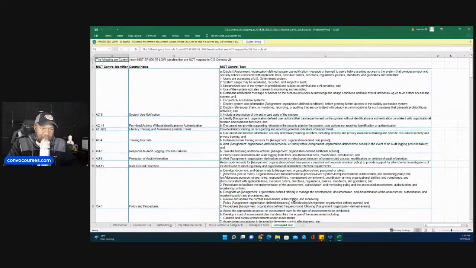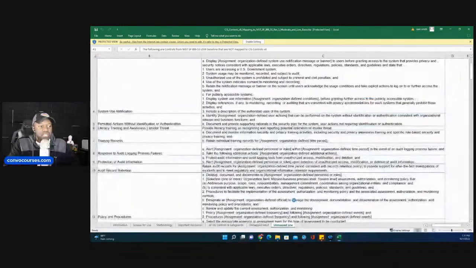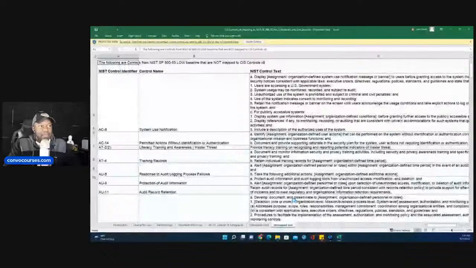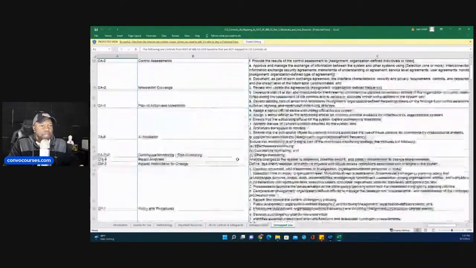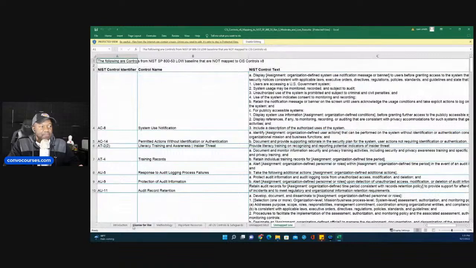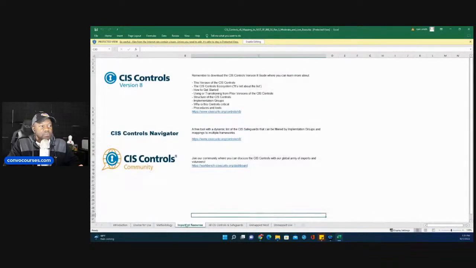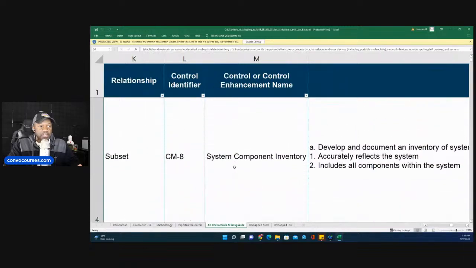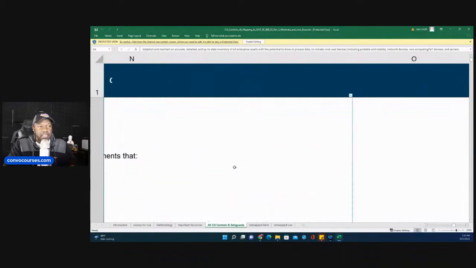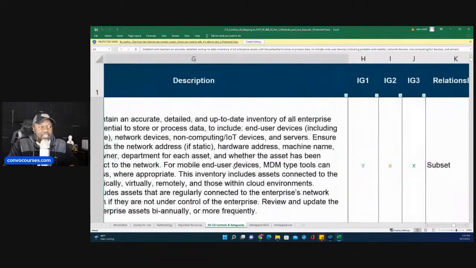Now there are some things that are not mapped, and they have them in this spreadsheet, which I'll have as a downloadable. If you go to convocourses.com, I'll post all this stuff up there, just like I did with the ISO 27001 stuff. You'll be able to download this, and you'll see some of the unmapped items, and they do have some that don't map. But 90% of this stuff does map. It's almost a one-to-one match on most of the security controls. There's slight variations here and there, but for the most part, it's very close.